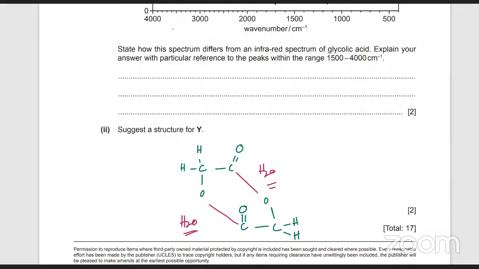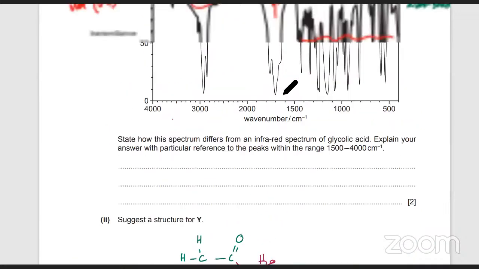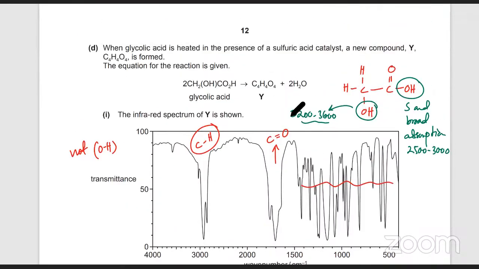What's the difference? It's that glycolic acid has two OH groups, right? It's got an alcohol OH, so glycolic acid over here will have an absorption around 3200 to 3600. This one does not. And it also has a carboxylic acid OH, so it's going to have a strong and broad absorption around the 2500 to 3000 mark.